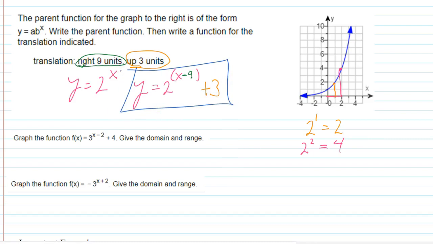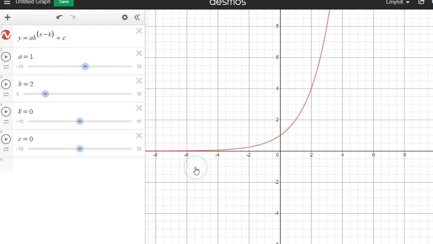Now, if we want to look on a graph, we can change the numbers on Desmos. Here I have y is equal to our exponential function. We just said that the a value is 1, that didn't change. We said our base is 2, so I have the base as 2. We said the k value was going to be 9. We're going to move that 9.